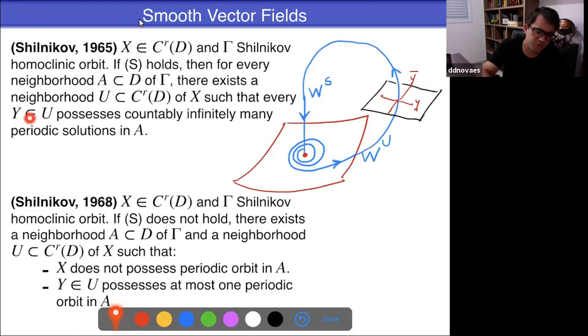The proof of these results is performed by taking a two-dimensional transversal section to the Shilnikov connection. To study periodic solutions, what we want to do is to study fixed points of a first return map defined in this section. One can see that studying fixed points of this map can be reduced to studying fixed points of a one-dimensional map.